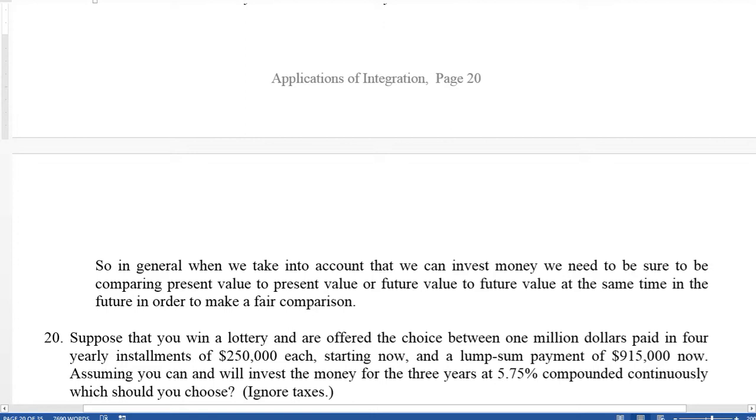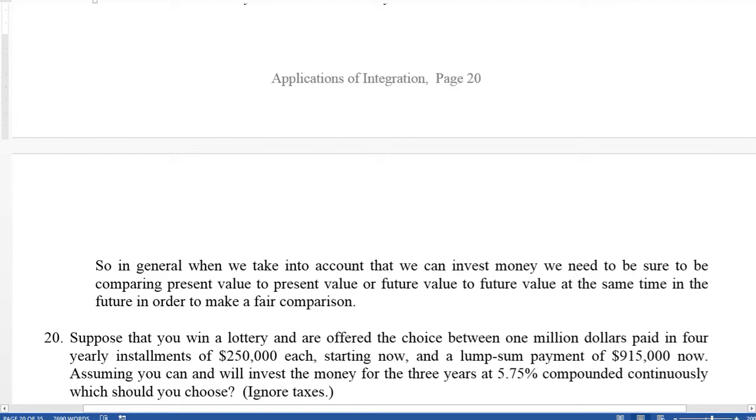Assuming you can and will invest the money for 3 years, of course, most of us, if we got some money now, regardless of whether it was $250,000 or $915,000, would want some of it now to spend. But let's pretend that we're going to be able to invest this. Let's suppose we get a pretty good rate here: 5.75% compounded continuously. We're going to ignore any effect this might have on other things such as taxes.